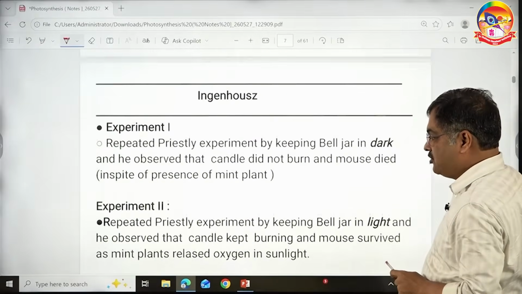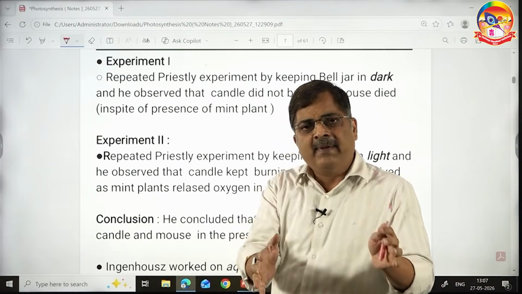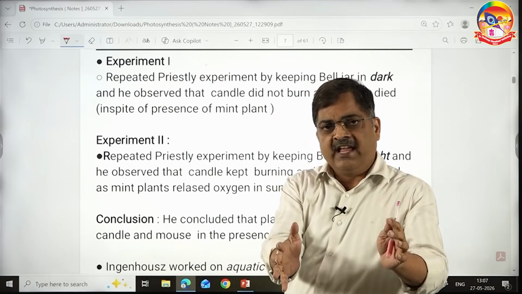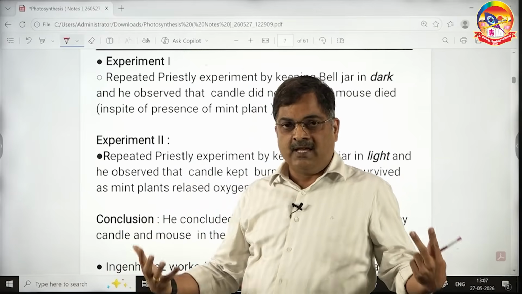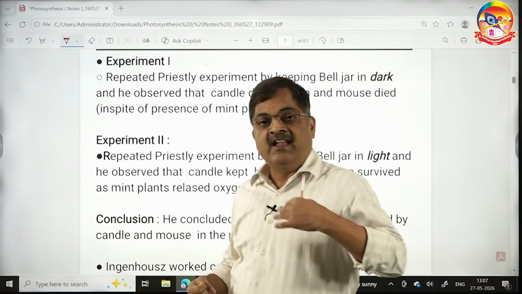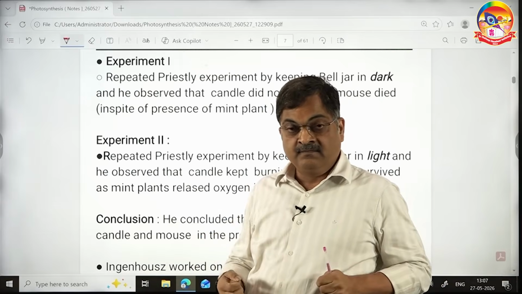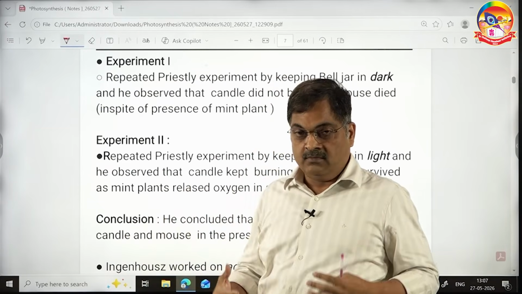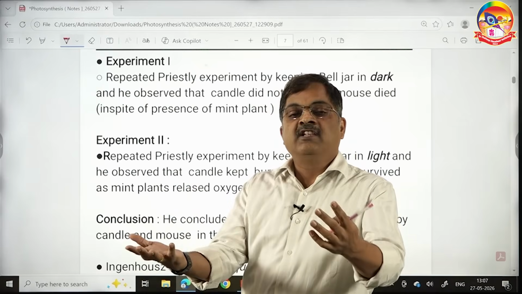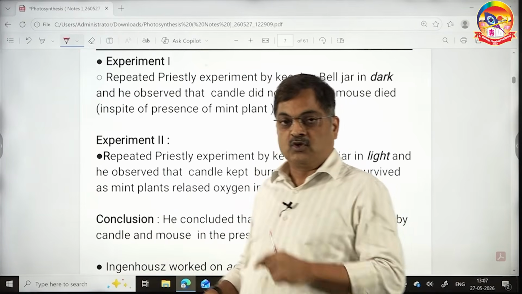Then Ingenhousz, you know what he did? He did Priestley's experiment. He kept the entire bell jar setup during daytime. Because light was there, the plant was able to perform photosynthesis and evolve oxygen, keeping the mouse alive. In the same setup, when it was kept in the dark, you know what happened? There is no photosynthesis, there is no evolution of oxygen, and the mouse died and the candle was put off.